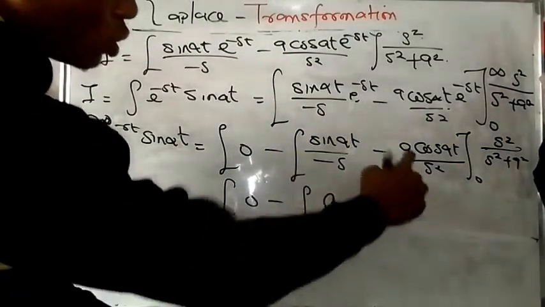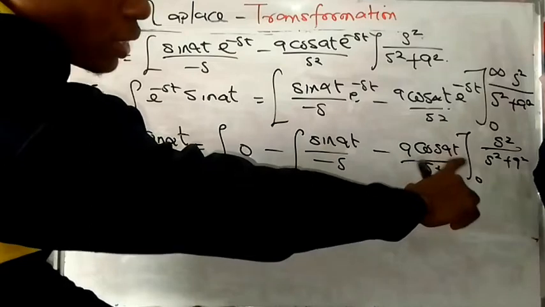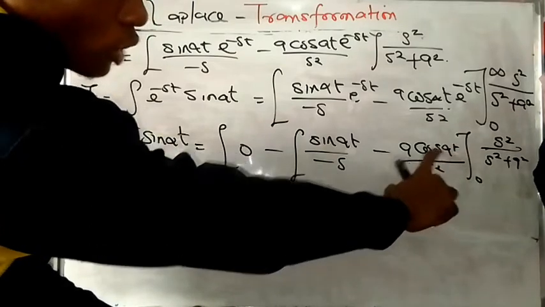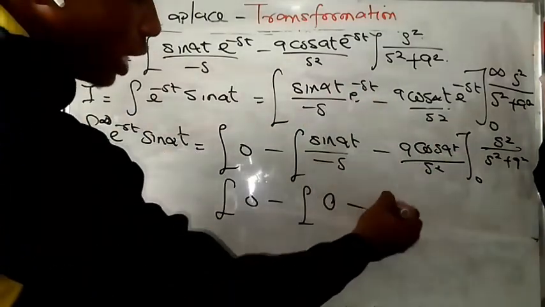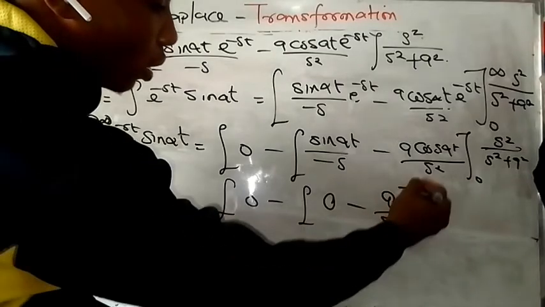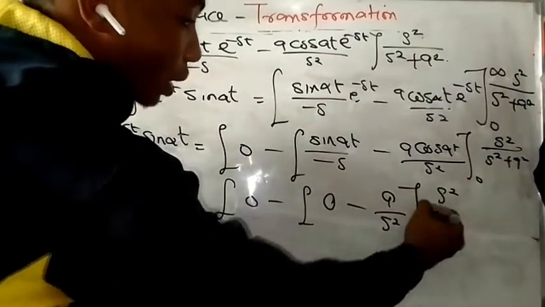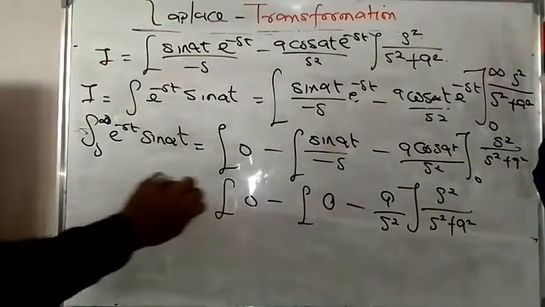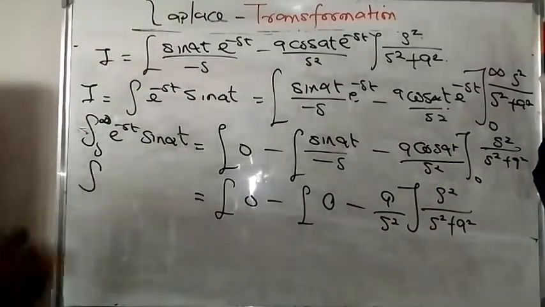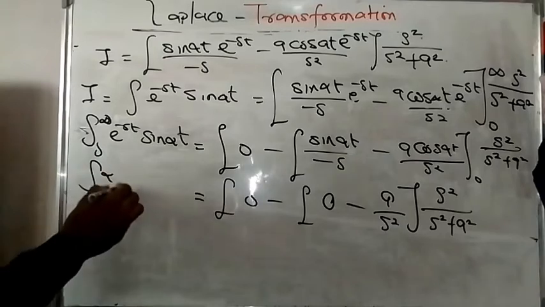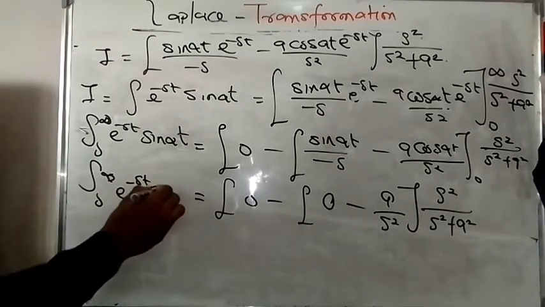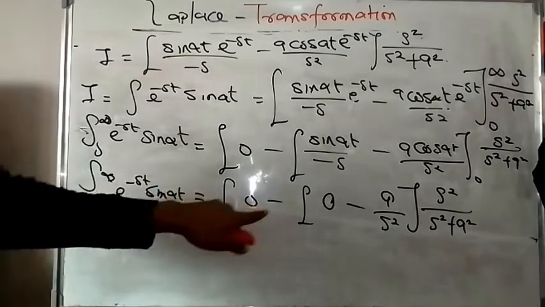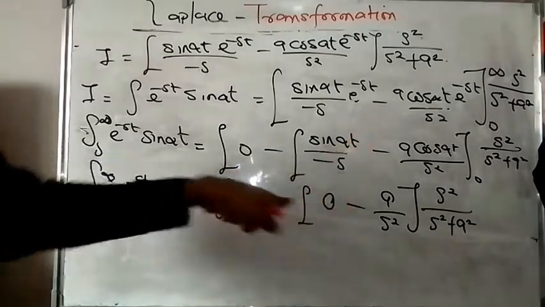Minus a cos, replacing t with 0, so cos 0 is 1. So we have a divided by s squared multiplied by s squared divided by s squared plus a squared. The integral from 0 to infinity of exponential minus st sine at. So now 0 minus everything here, it becomes that same thing, right?